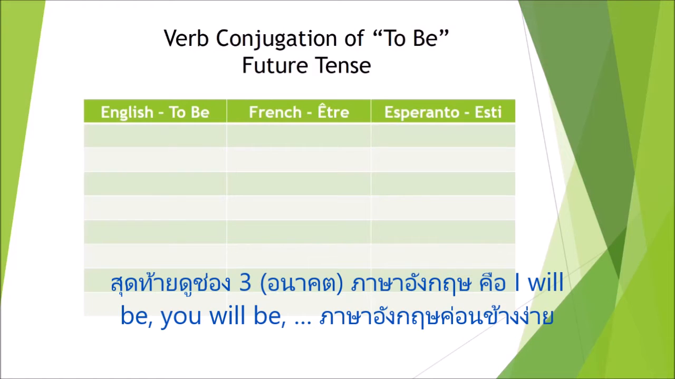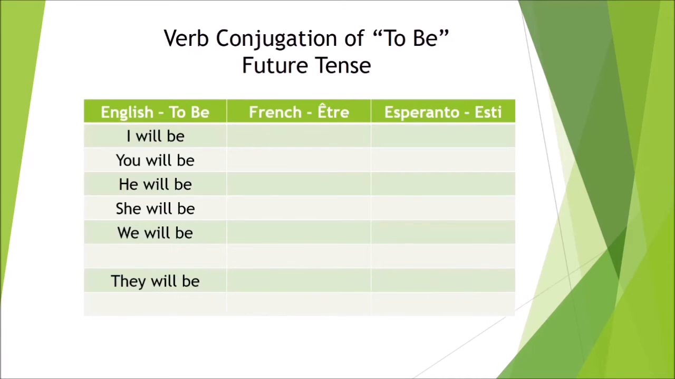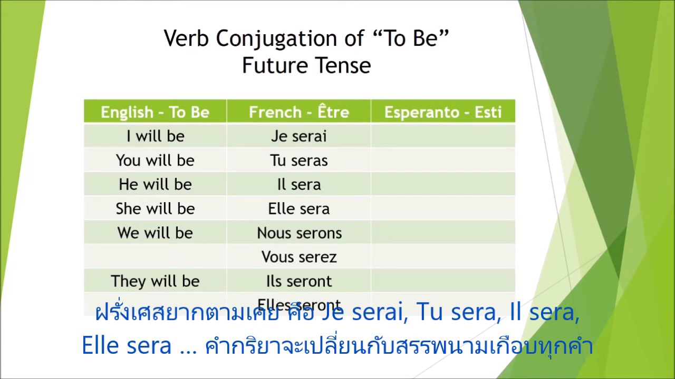Lastly, let's do the future tense. So in English, we have I will be, you will be, and so on. As you can see, English is quite simple here. Now, French is complicated yet again. So we have je serai, tu seras, il sera, elle sera, and so on. And as you can see, the verb is different for nearly every pronoun in the list.